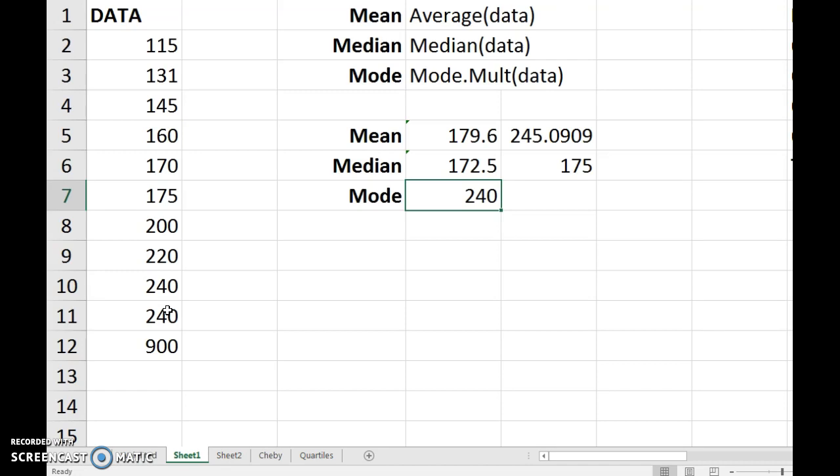So the mode isn't used as much with quantitative data, with numbers. But if you have qualitative data, things like colors or ethnicity, something that has no numbers with it, you can't use mean and median. So the mode then is our only option with qualitative data. It's our only choice for the measure of the center.